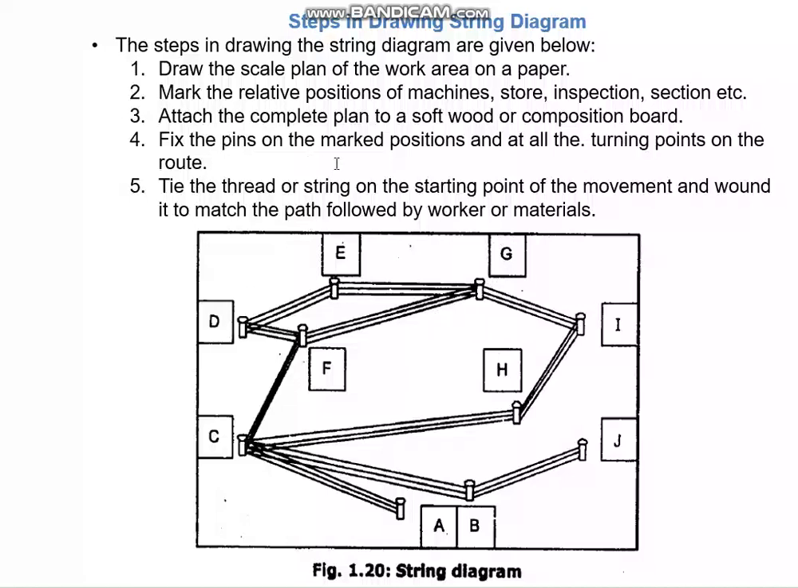Then fix the pins on the marked positions. Now here these are the pins. You see, this is A, here the pin for A is there. Here B, the pin is there. C, a pin. D, a pin. E, a pin. And why are pins needed? Because you have to wind the string, the thread.